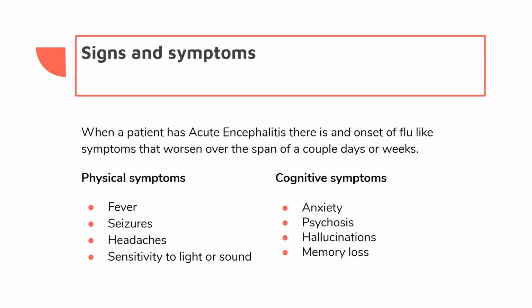Signs and symptoms. When a patient has acute encephalitis, there is an onset of flu-like symptoms that worsen over the span of a couple days or weeks. The patient could have physical symptoms or cognitive symptoms. For physical symptoms, they could have fever, seizures, headaches, sensitivity to light or sound. For cognitive symptoms, the patient could have anxiety, psychosis, hallucinations, and even memory loss.